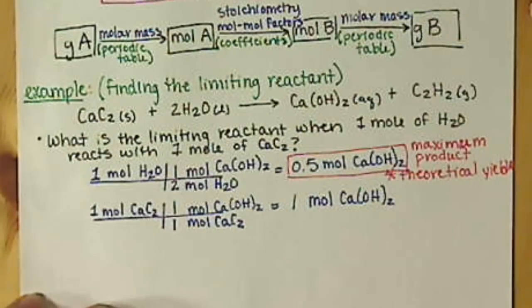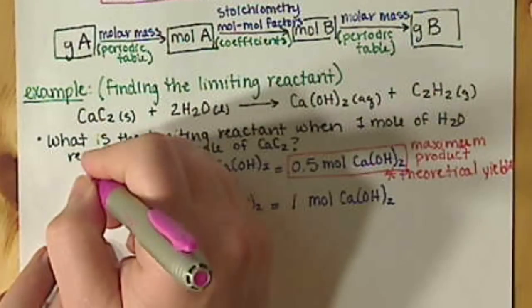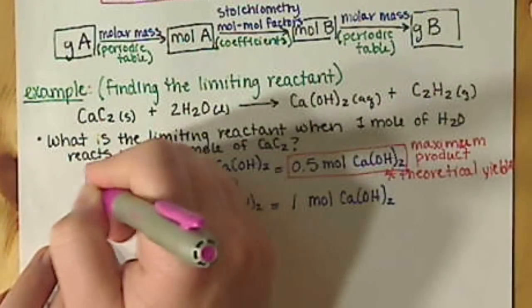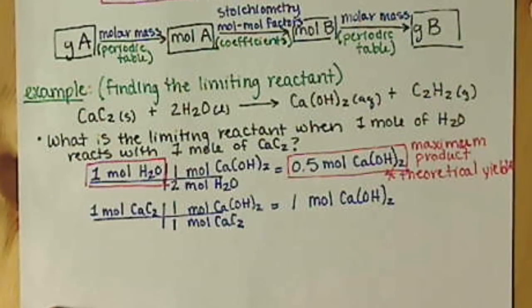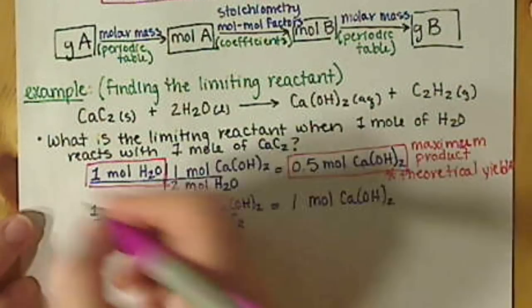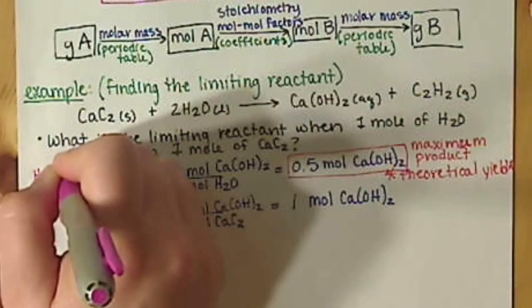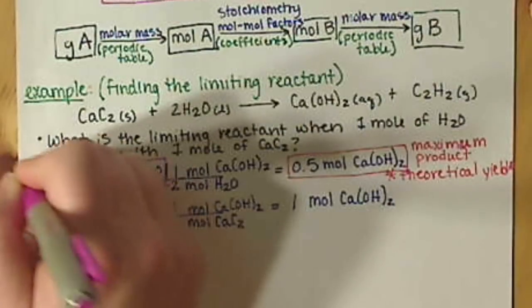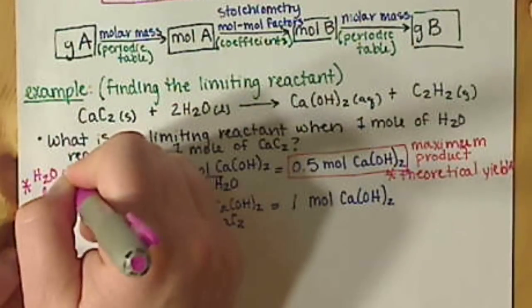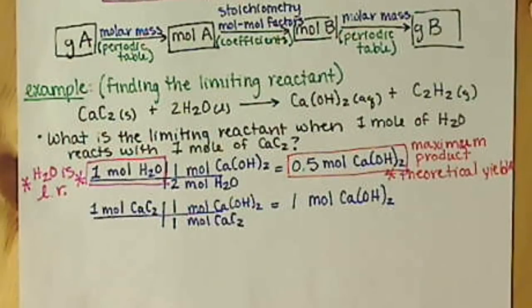And that makes, I'll choose a different color here, that makes our 1 mole of water, H2O, the limiting reactant. And the water limits how much product we can form.